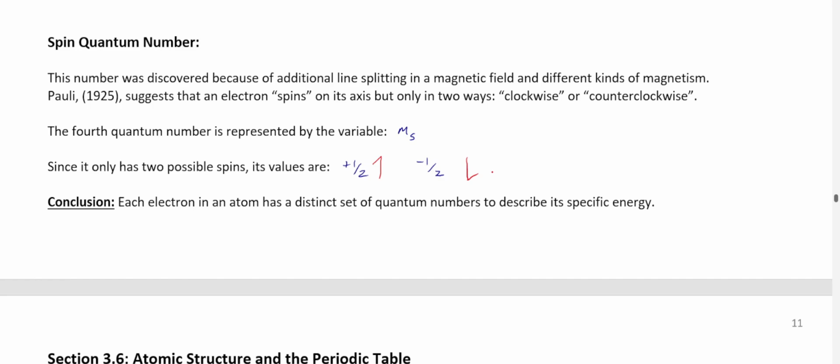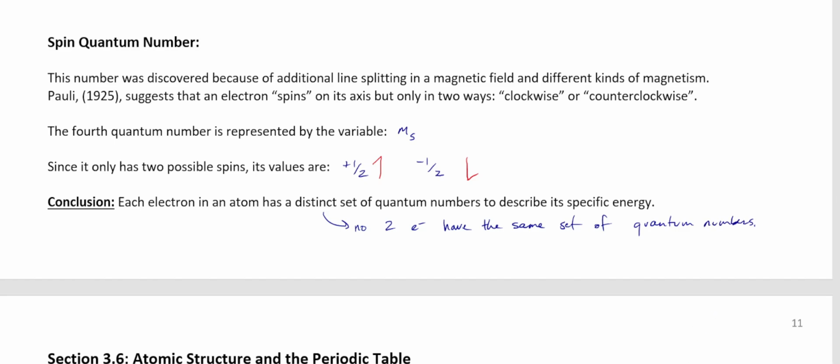So in conclusion, an electron within an atom will have a distinct set of quantum numbers to describe its specific energy. Okay, and we can write over here, no two electrons have the same set of quantum numbers.